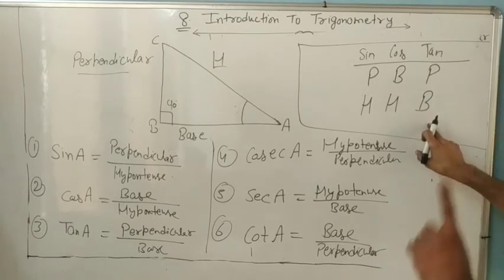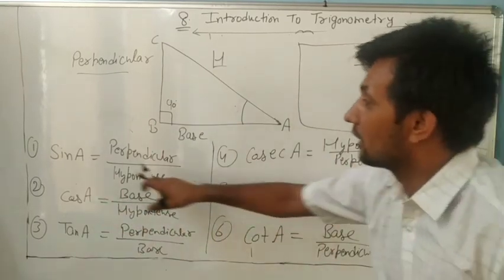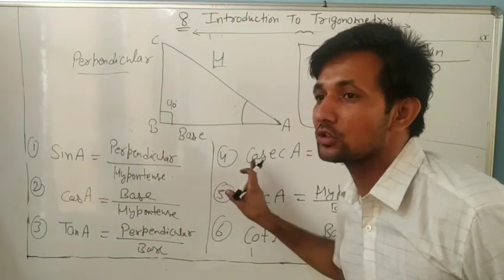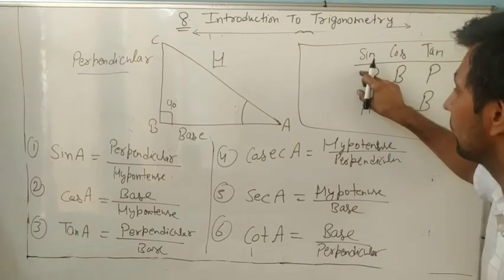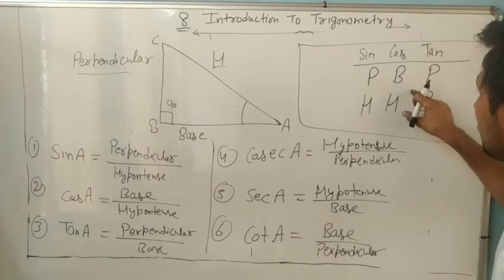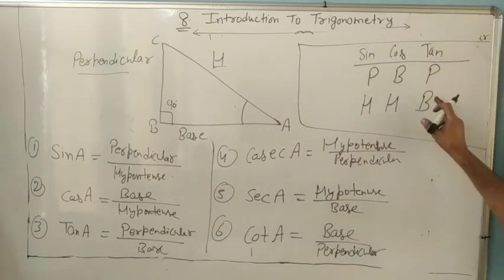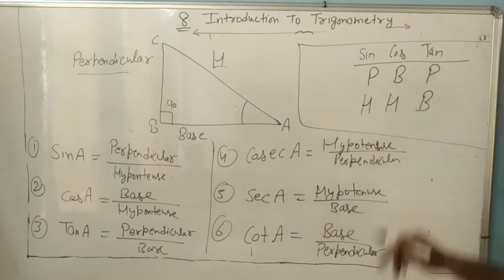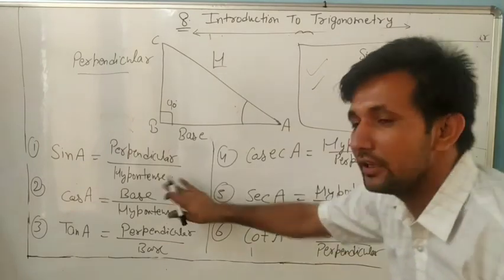But one more thing you have to remember, the rest three are opposites. Opposite of sine is cosec, so cosec means hypotenuse by perpendicular. Opposite of cos is sec, hypotenuse by base. Opposite of tan is cot, base by perpendicular. So always remember this formula if you have any confusion.